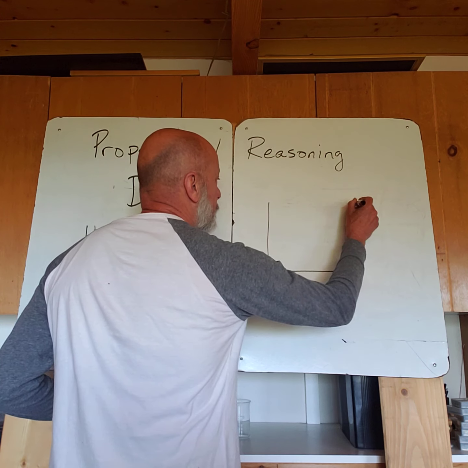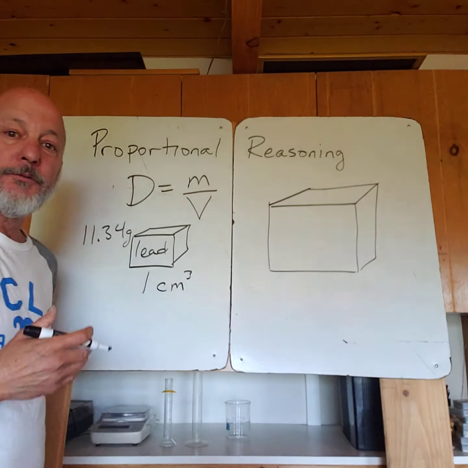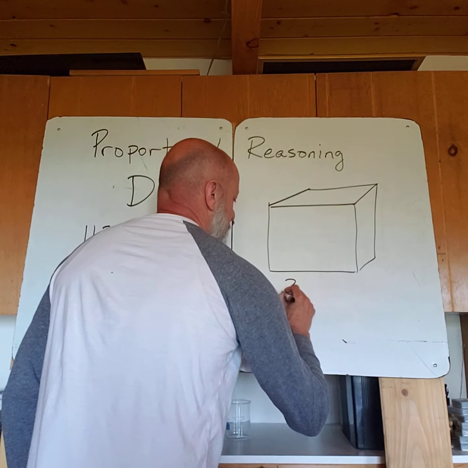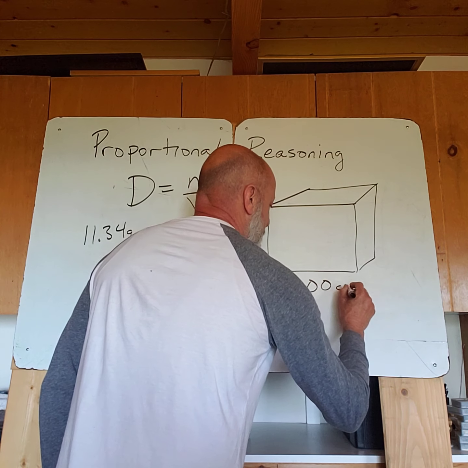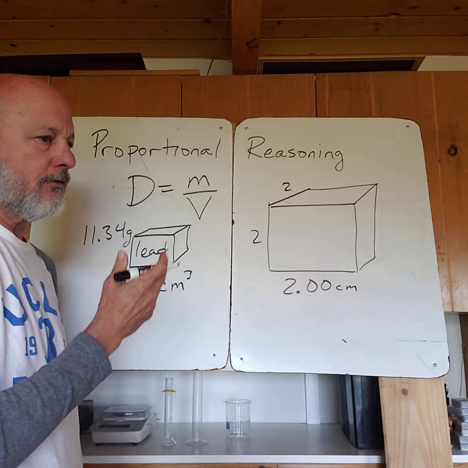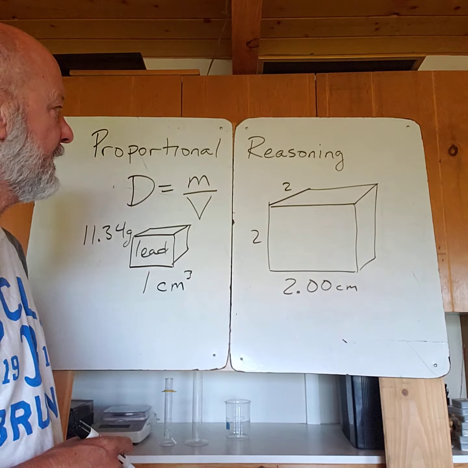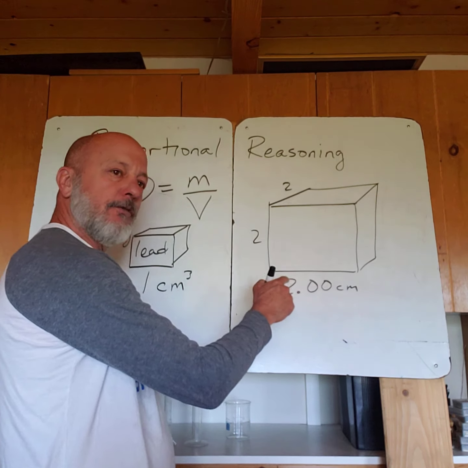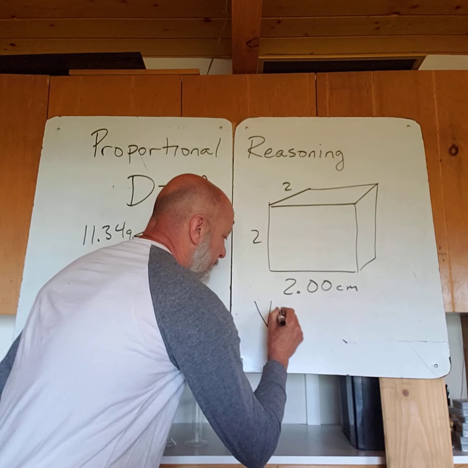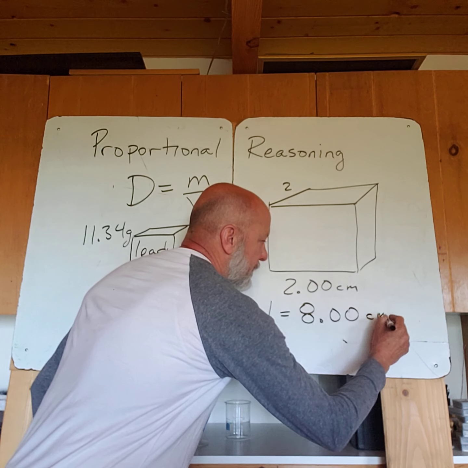No plugging into equations, really, this is proportional reasoning that we'll do. Let's say I've got a bigger cube of lead, 2.00 centimeters on a side. It's a cube, 2 by 2 by 2. So I find the volume, and the volume of a cube is side cubed, 2 times 2 times 2. Volume equals 8.00 cubic centimeters.